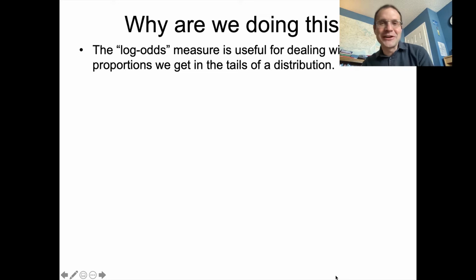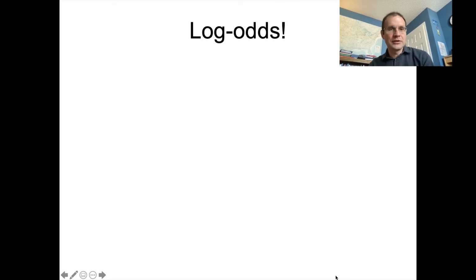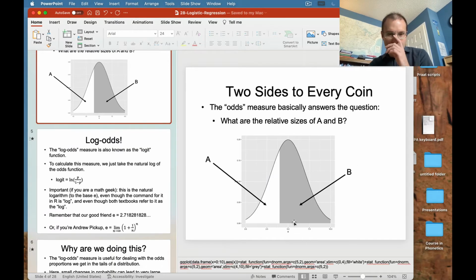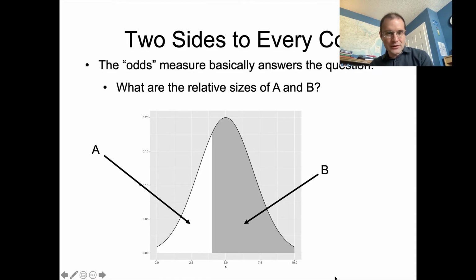The log odds measure is useful for dealing with the odds proportions we get in the tails of a distribution. Just to remind ourselves, this is what a normal distribution would look like if we split it into two parts, and we're trying to figure out the relative weightings of each part. And by tails, I mean what happens on the parts of this distribution that got cut off, way out here on the ends of the normal distribution as it floats down to zero. Yes, the limit is zero.